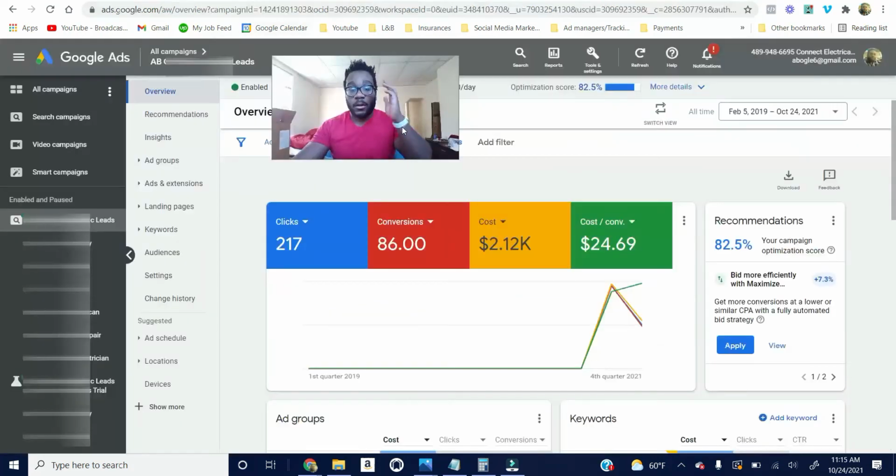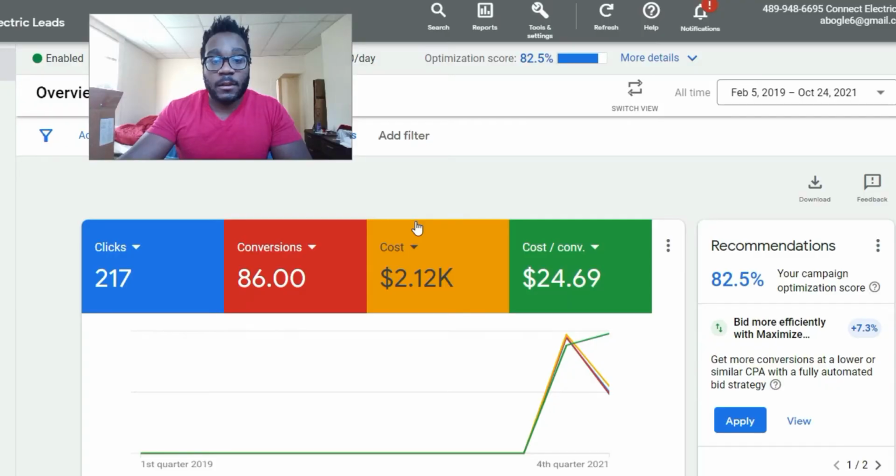Okay, so we can see here, overall throughout the whole lifespan of the campaign, I've generated 217 clicks and 86 different conversions, with around $2,000 spent. And this is on a low budget. They only spent a little bit over $2,000 within these 2 months, so just $1,000 a month really, and a cost per conversion of $25, which is really low and really affordable for this client overall. So yeah, that's just the dashboard stats.